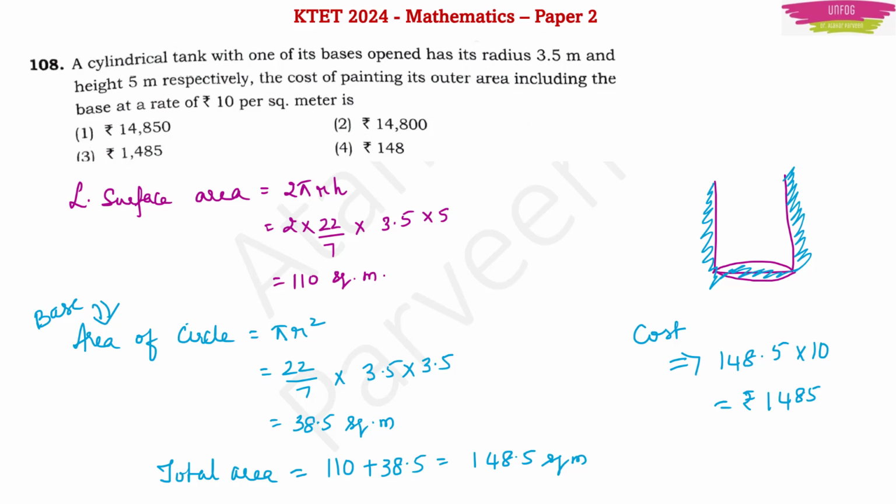Okay, so total area was 148.5 square meters. You have to multiply it with 10 because they are giving 10 rupees per square meter in the question. So the answer will be 1485 rupees, and of course it is an easy question only. Very simple question. This much is expected for a TET aspirant to know. Okay.